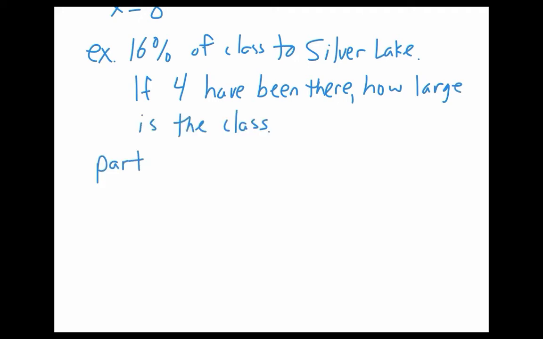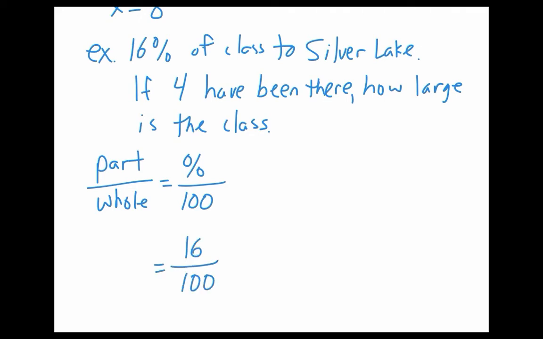So we have the part divided by the whole equals the percent over 100. So we have 16%, that's easy to stick in there, so 16 over 100 equals, now 4 have been there, so is 4 the part or is 4 the whole? 4, yep, 4 is the part of the class that had been there. And we're saying how large is the class? What's the whole number of people?